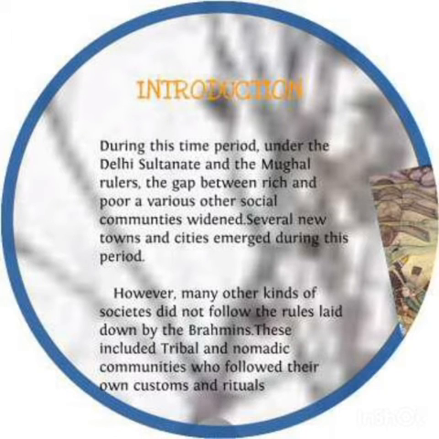During this time period, under the Delhi Sultanate and the Mughal rulers, the gap between rich and poor or various other social communities widened. Several new towns and cities emerged during this period. However, many other kinds of societies did not follow the rules laid down by the Brahmins. This included tribal and nomadic communities who followed their own customs and rituals.